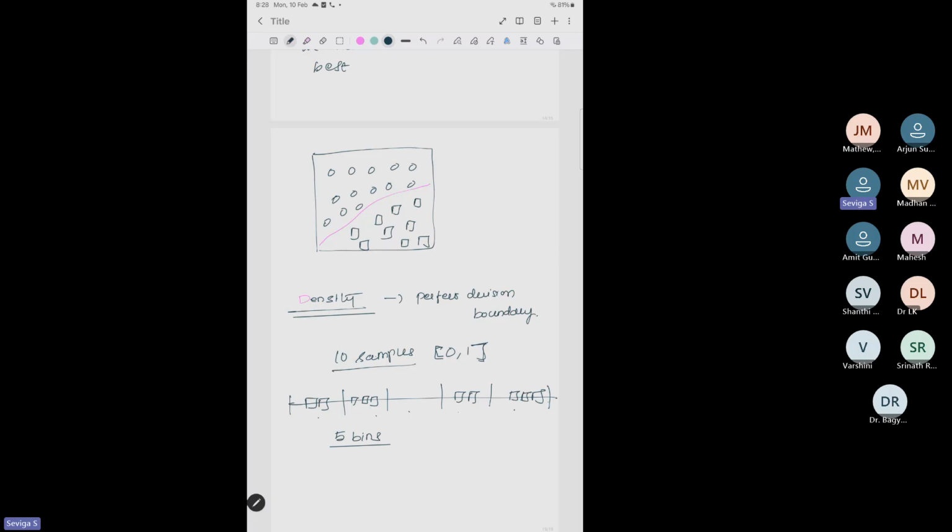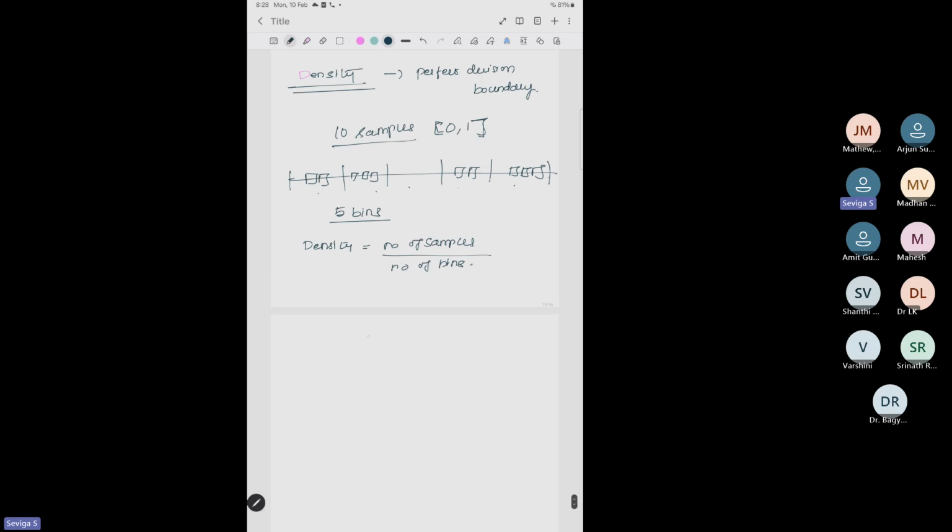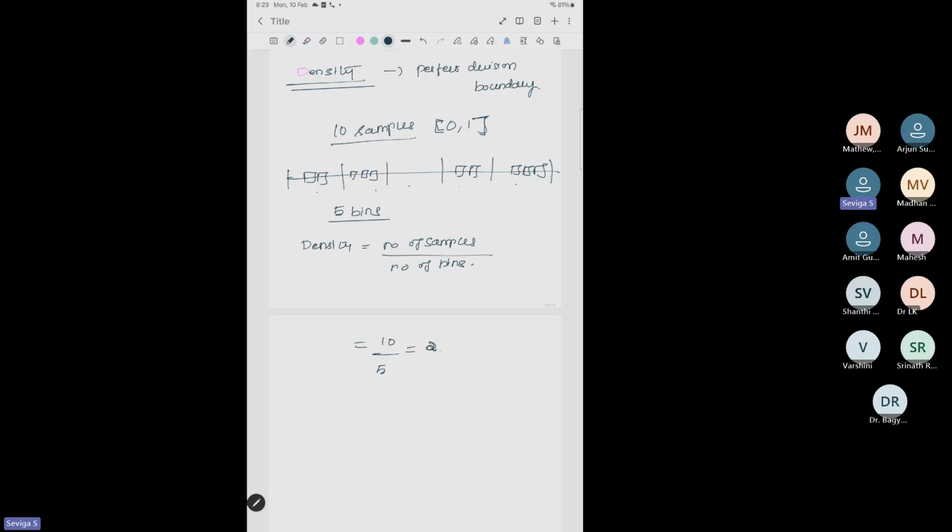So what is the density of the samples here? The density is given by the number of samples divided by the number of bins. The number of samples here is 10, divided by the number of bins, which is 5. So the density per bin is 2. So per bin we will have at least 2 samples. This is the density, the way in which the samples are spread out.